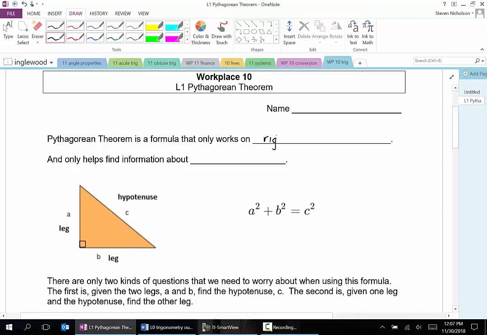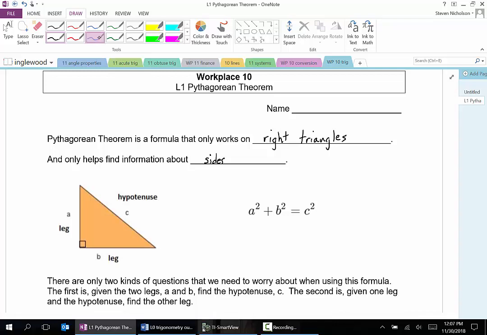So Pythagorean theorem only works on right triangles. It won't work on equilateral, it won't work on most isosceles, it only works on right triangles. And Pythagorean theorem only helps us find information about the sides, whether it be a leg, which is just a side, or the hypotenuse.